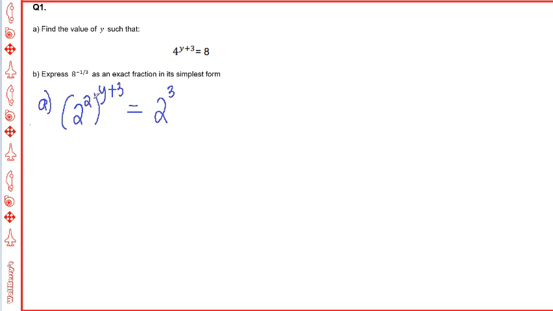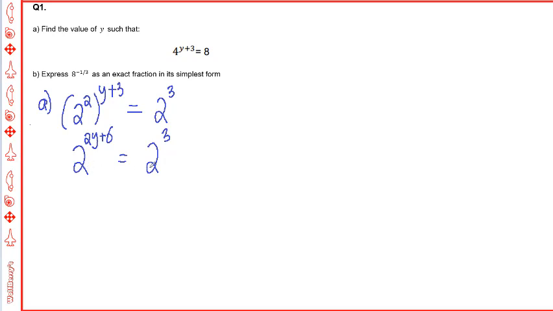When you have a power to the power of something else, you can multiply this by this. Now, imagine that's in brackets, so you have to multiply by both. So it becomes 2 to the power 2y plus 6 is equal to 2 to the power 3.